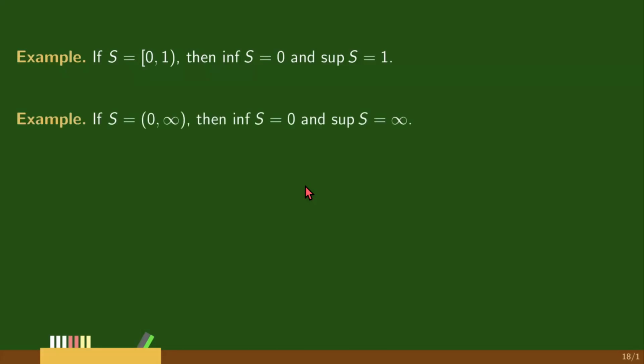On the other hand, for this interval S, nakita nyo, S is not bounded, pero still we can talk about its infimum. Ang infimum niya ay 0, pero ang supremum niya ay infinity. Not to say that infinity is a number. This notation, once again, we write this whenever we wanted to say that S is not bounded above. Its supremum is infinity.